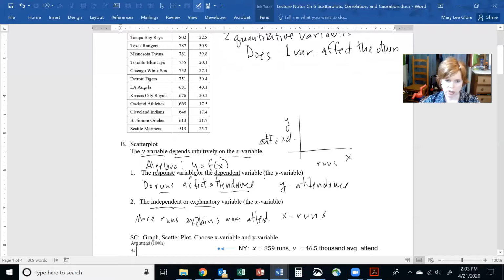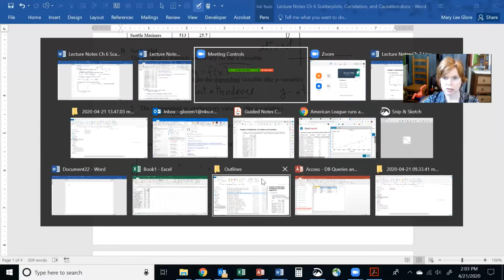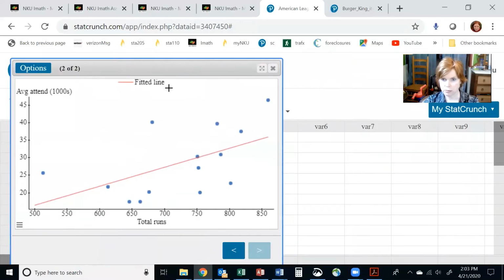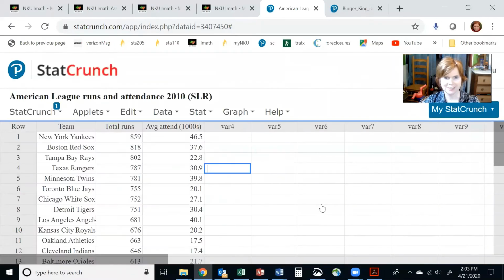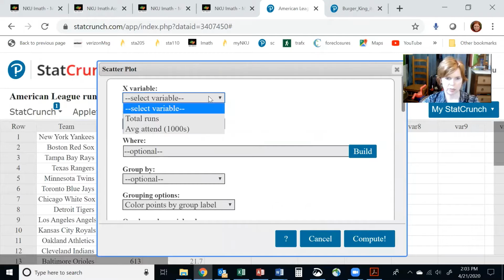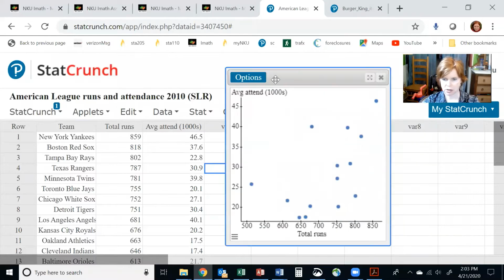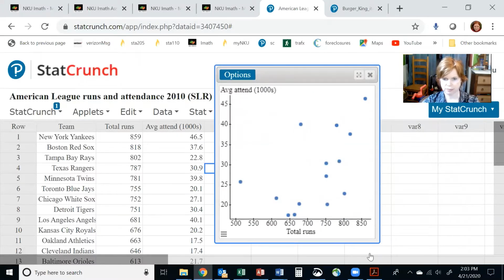So here's a copy of the graph. I'm going to go ahead and show you in StatCrunch. I've already made it. I can do this with Graph, Scatter Plot. My X, we said, was the runs, and the Y was the average attendance. And here is my scatter plot.